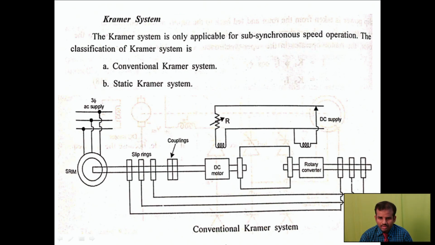In this conventional Kramer system, the circuit diagram consists of a slip ring induction motor, slip rings, then a coupling shaft, and then a DC motor. Here a field regulator represents R. It is a variable resistance, and I have to give an external DC supply to this field, and then the DC motor and the rotary converter are coupled. Okay, so that's all about the construction of this conventional Kramer system.